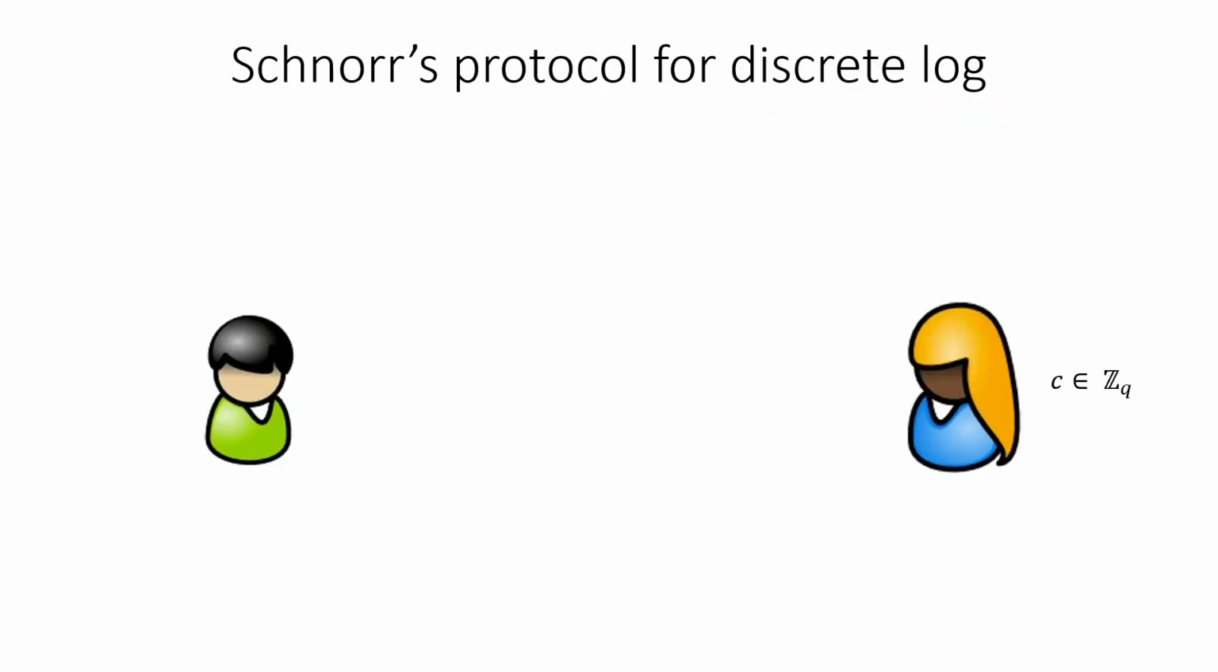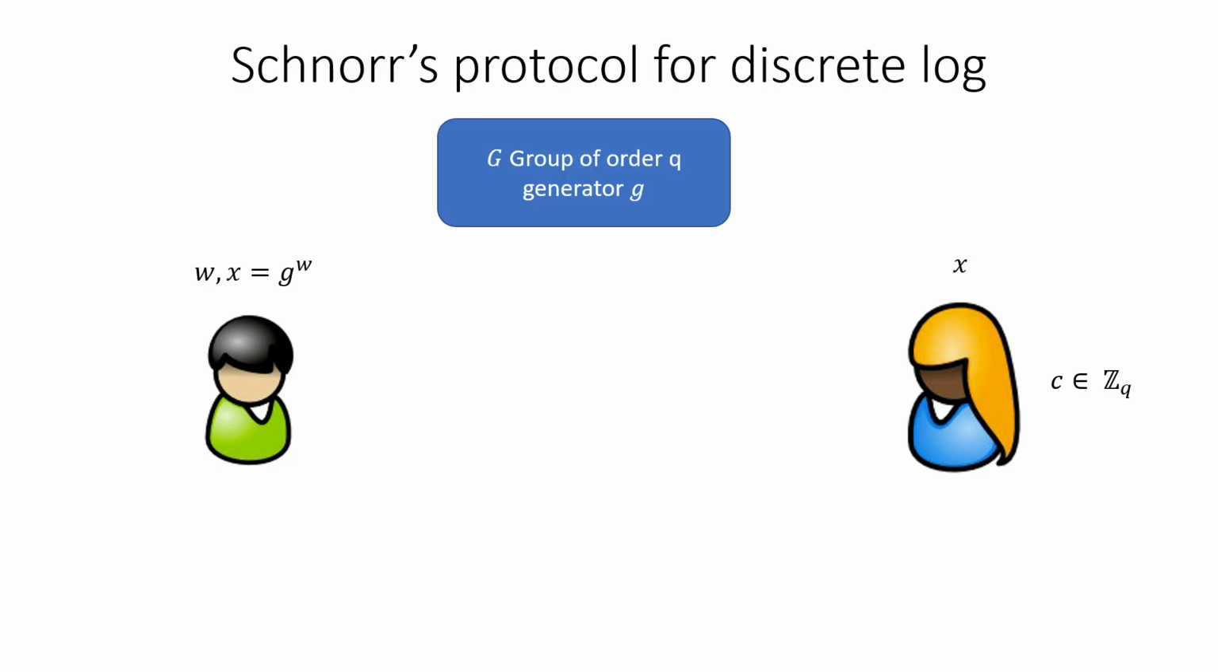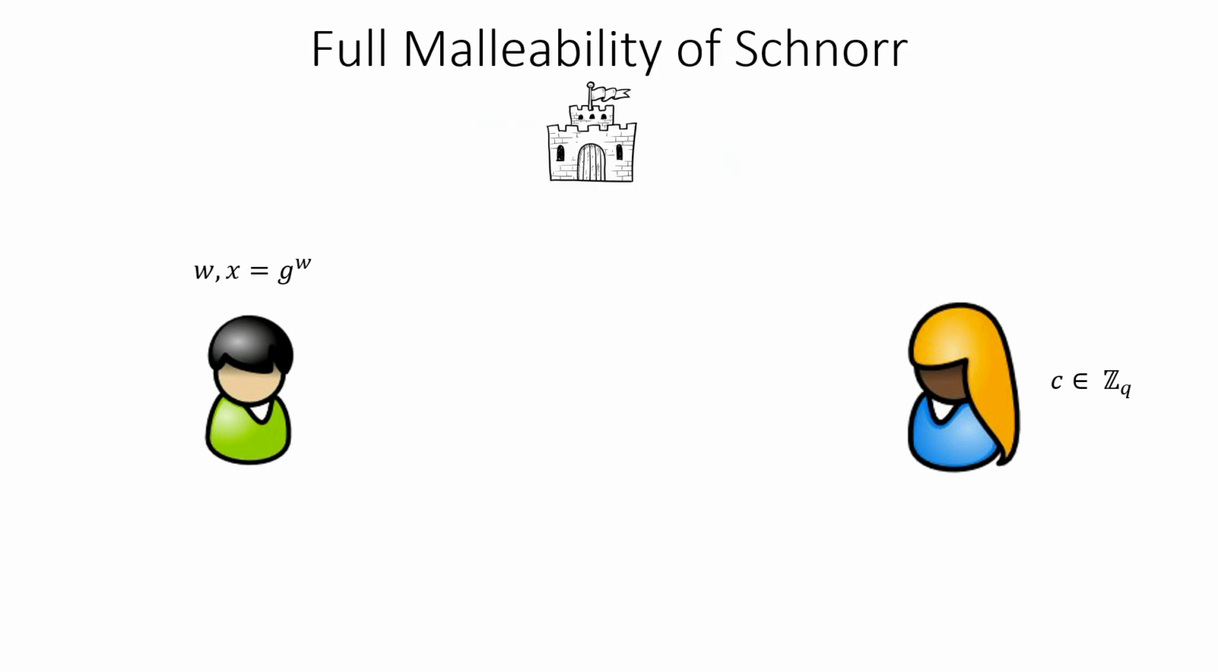Let's illustrate this using Schnorr's protocol for discrete logarithm, where the prover is proving knowledge of the discrete logarithm of a public group element. So in Schnorr's protocol, the first message from the prover is G to the R for a random R. The verifier sends a random challenge C from Z_Q, and then the prover responds with a third message Z, which is R plus CW, a function of the witness and the randomness of the first message. Now the observation is that this protocol is re-randomizable so that it yields an accepting transcript without knowing the witness if the underlying transcript was also accepting. This is what we call the full malleability of Schnorr's protocol.